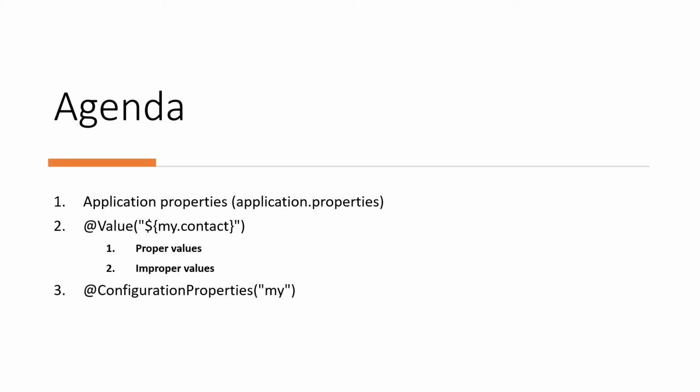The third thing we'll see is, instead of injecting each value inside application properties into the Java variables, we'll create one separate bean. We'll add a few variables inside that, and we'll directly inject a list of values which is there in application properties into our Java bean variables. We'll see how to do that.